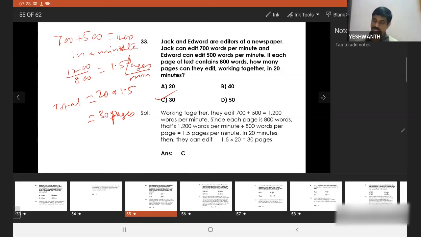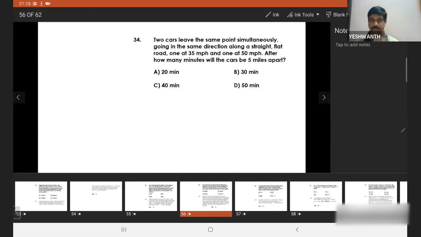Right, children, let us go to the next question. So two cars leave the same point simultaneously. Means let us say starting point is this. Car A and car B, going in the same direction along a straight line. So this person is going like this and this person is also going like this. One at 35 miles per hour, and the second person at 50 miles per hour.